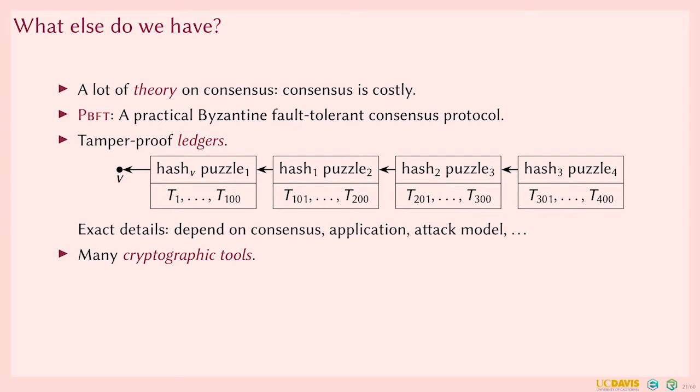Besides these basic ingredients, there's quite a lot of other theory on consensus, and from that theory we can already quite easily conclude that consensus itself is really costly. Furthermore, we also have practical consensus algorithms like PBFT, which we will look into in a bit more detail later on. And we have tamper-proof ledgers that we already described. Of course, the exact details of such a ledger really depend on the consensus protocol used, the application, and the attack model. And we really described the Bitcoin model up till now. And we also have many cryptographic tools to make all of this work together.